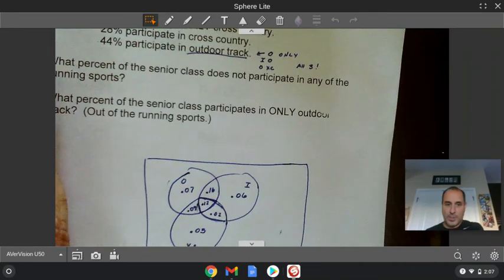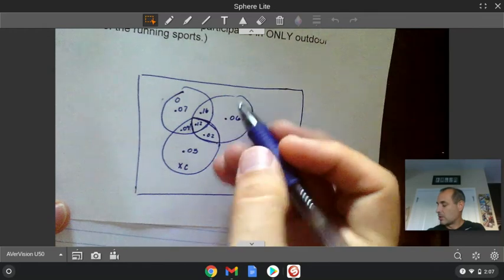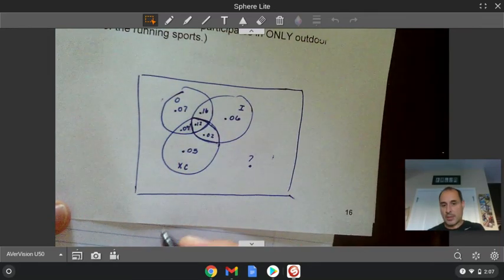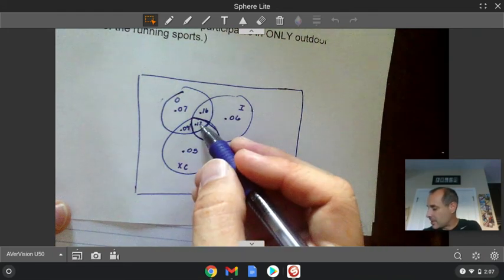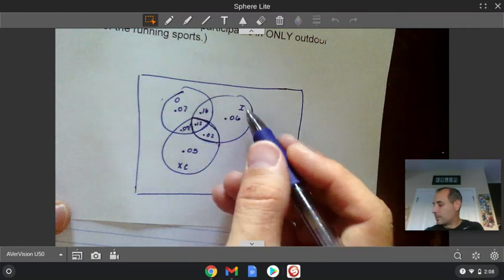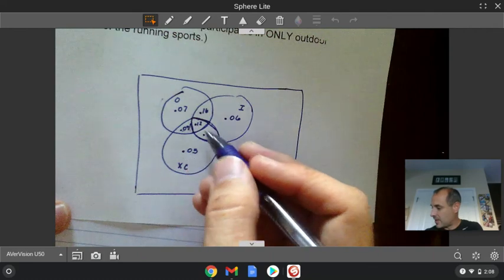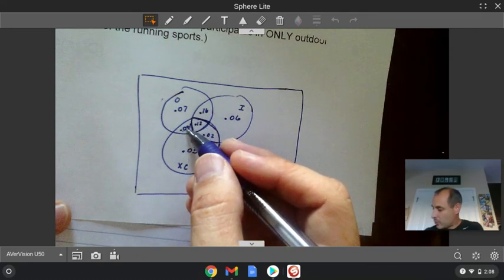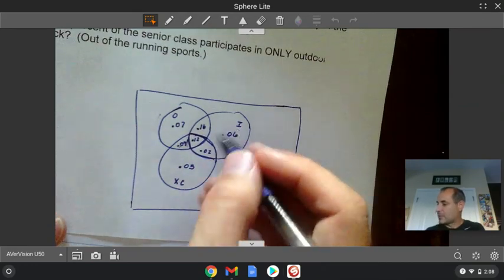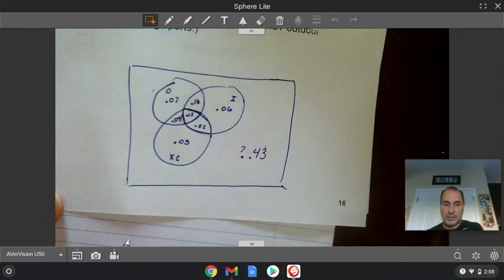Okay. So what percent of the senior class does not participate in any of the running sports? That's interesting. Indoor, outdoor, cross country. How much is out here? Oh, I have 5, 7, 19, 28, 44, 51, 57%. Let's count that again. 5, 7, 19, 28, 44, 51, 57% inside my circles. So that leaves 43% outside.